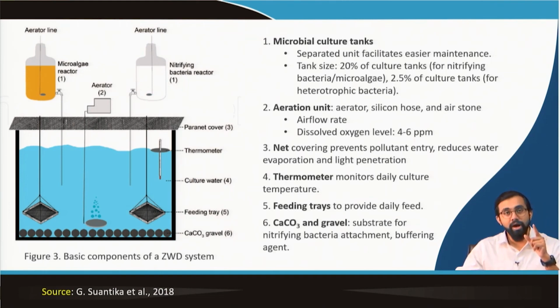If you see the first tank, in the tank you have a feeding tray, you have culture water, you have aeration going on, you have a thermometer to control the environment, and you have paranet covers. In the bottom you have calcium carbonate gravels. These substrates are given for bacterial attachment and as a buffering agent, and this also helps the treatment. Then the water goes to the nitrifying bacteria chamber, where the nitrifying bacteria reactor is.